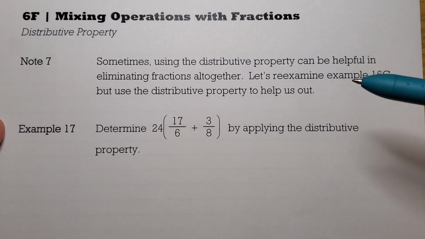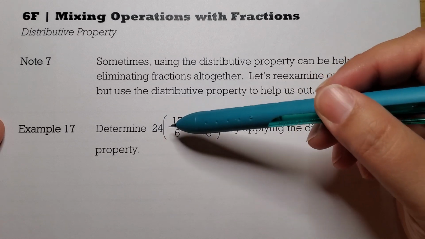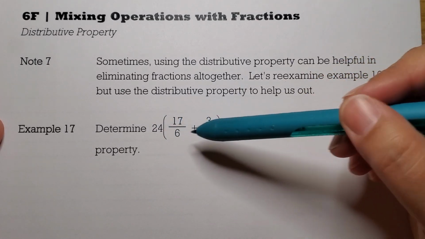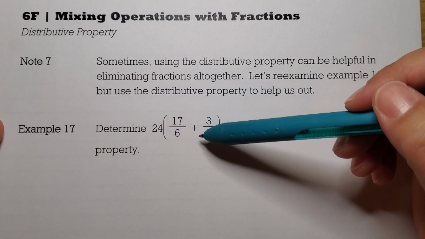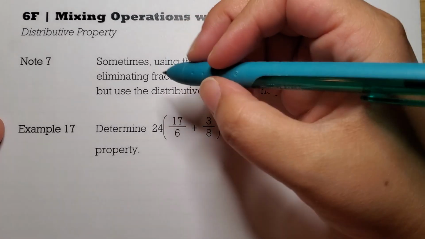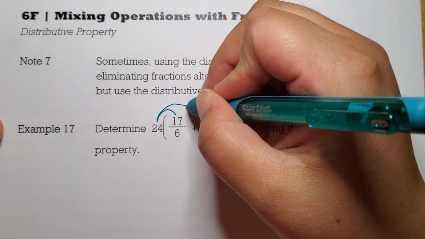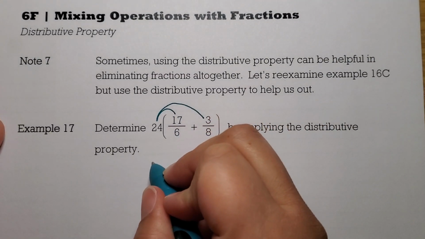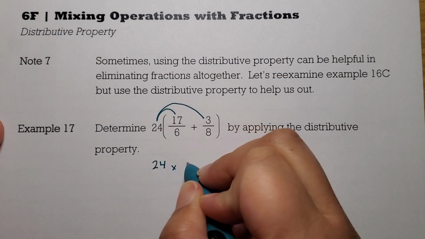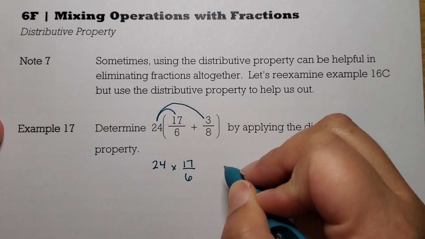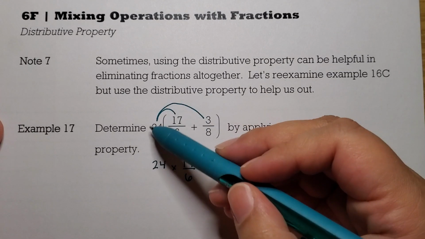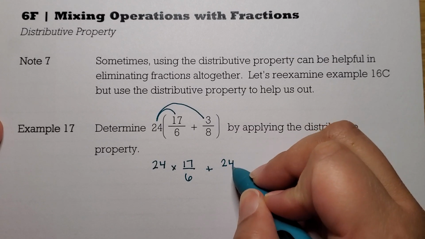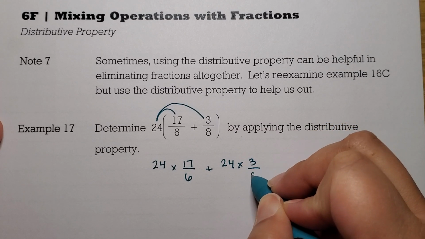So the distributive property says if you have a number times some stuff in parentheses, and that stuff in parentheses is being added or subtracted, you can distribute that multiplication to each of the things inside. So I can write this as 24 times 17 over 6 plus 24 times 3 over 8.